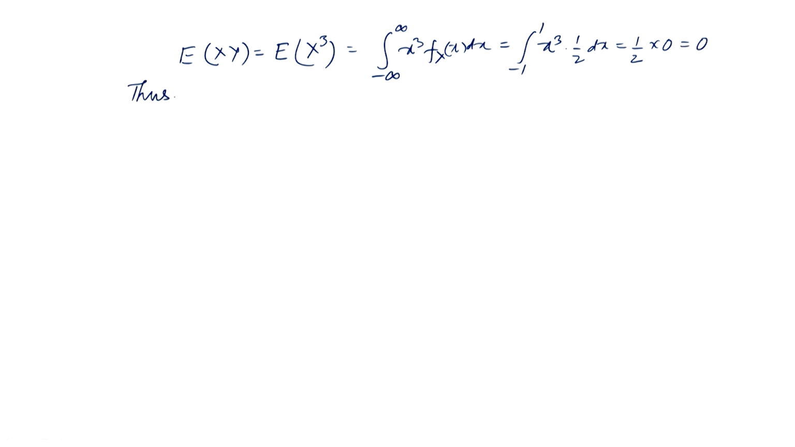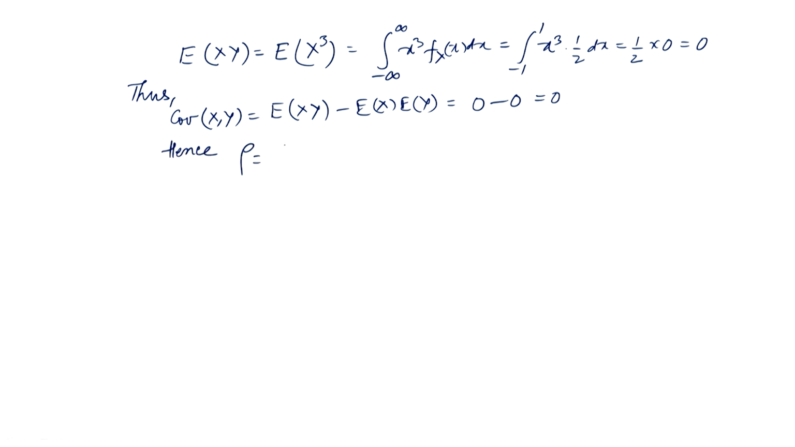Thus, covariance of x y is equal to E x y minus E x into E y. E x y is 0. We have found E x equal to 0. So, this is 0 minus 0, so 0, and hence rho equal to covariance of x y divided by sigma x sigma y is equal to 0.